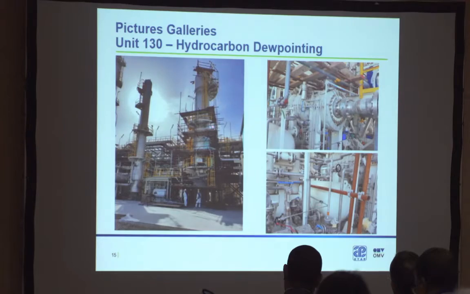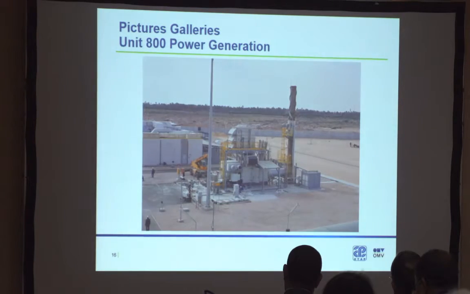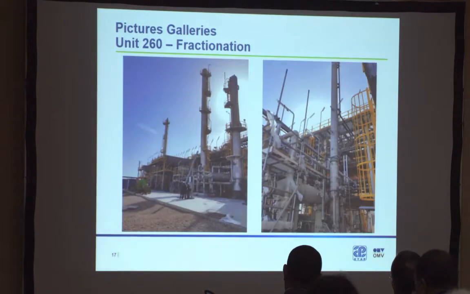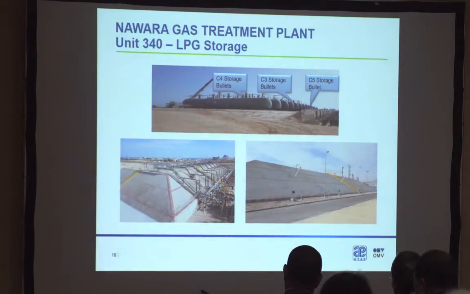Dew pointing unit, absorber, de-ethanizer. This is the turbo expander, and this is the lube oil of the turbo expander. Power generation. The depropanizer, the debutanizer, and the depentanizer. Storage bullets. This is 1 year ago. This is last week's picture.